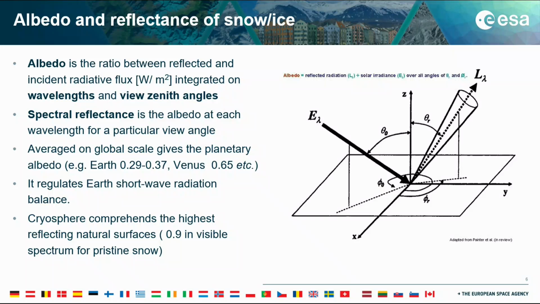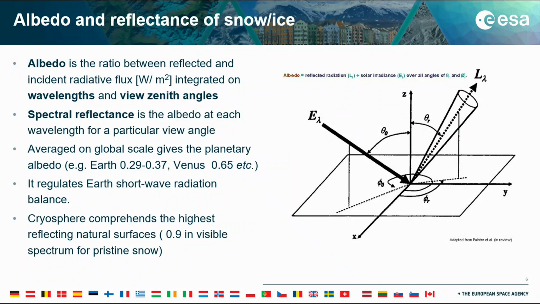Often in optical remote sensing, we speak about spectral reflectance, and the spectral reflectance is the albedo at each wavelength for a particular view angle. So if you open a Sentinel-2 image, a surface reflectance product, the L2 product, you will have the surface reflectance at one single view angle for different wavelengths. Okay. So when we average the albedo on a planetary scale, we have the planetary albedo. So the amount of energy that is actually reflected by a planet or moons, they all have different albedo.